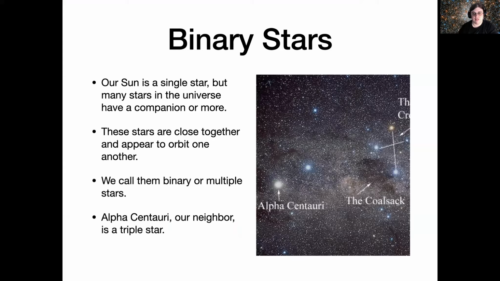So for instance, this is a picture of the southern sky, the constellation Centaurus and the constellation Crux. The star pointed out is Alpha Centauri. It is our nearest neighbor, and it is a triple star. What the arrow is pointing at is actually 2 stars. They're just really close together compared to how far away they are. So they look like one. And then there's a little red dwarf, Proxima Centauri, hanging off, too faint to be seen in this picture. So these 3 stars orbit one another.